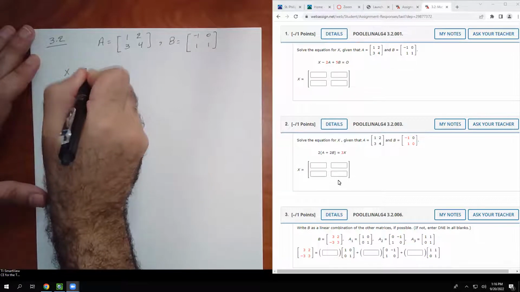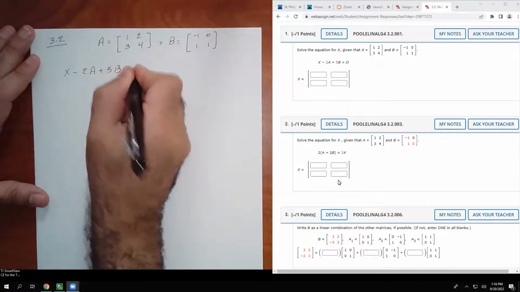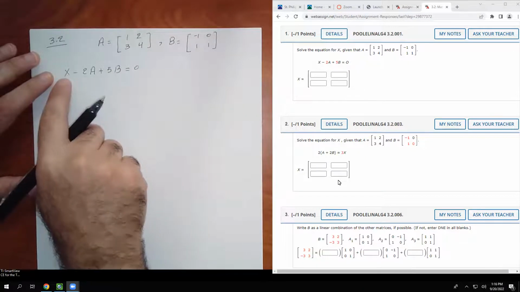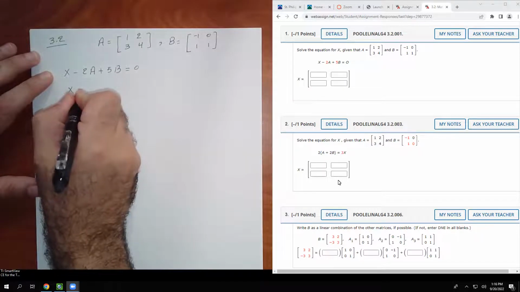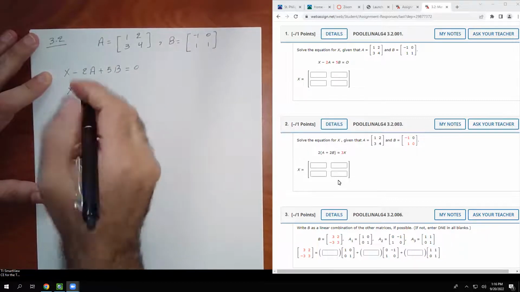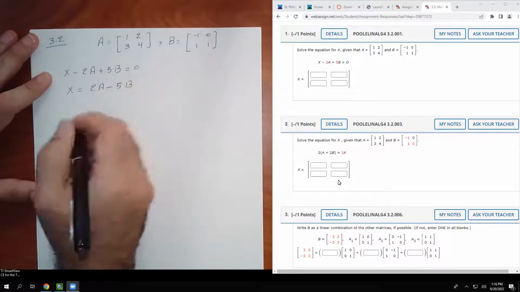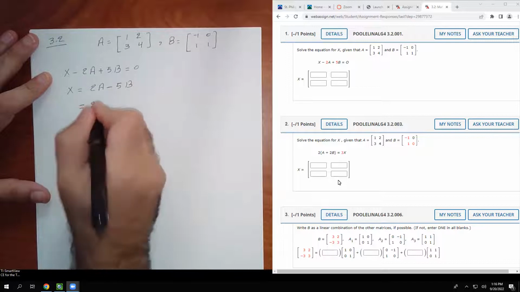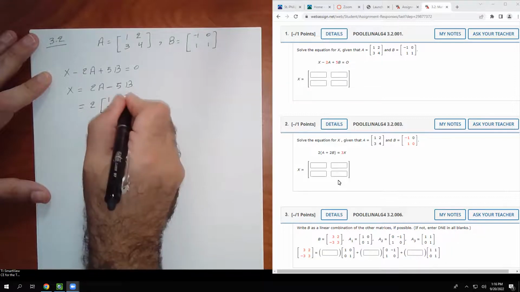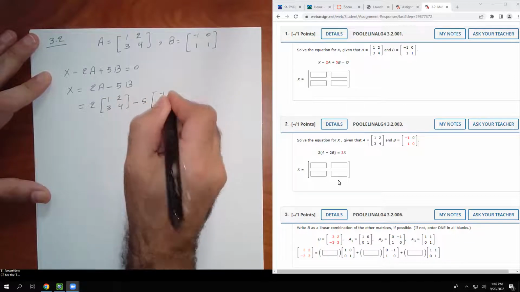It's x minus 2A plus 5B equals 0. The first thing, before I plug in the matrices, I'm going to keep the x by itself and move everything to the other side. That means x is going to be equal to 2A minus 5B. So x is going to be equal to 2 times the matrix A, which is 1, 2, 3, 4, minus 5 times the matrix B, which is -1, 0, 1, 1.